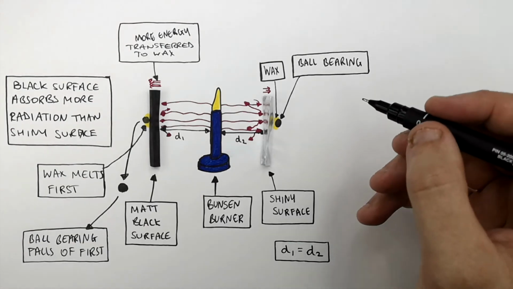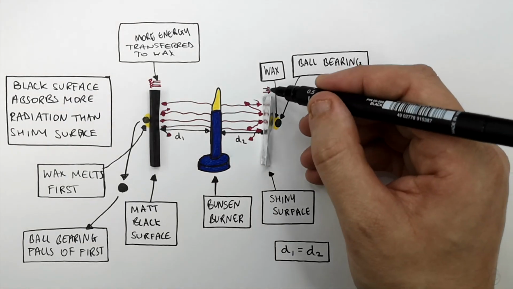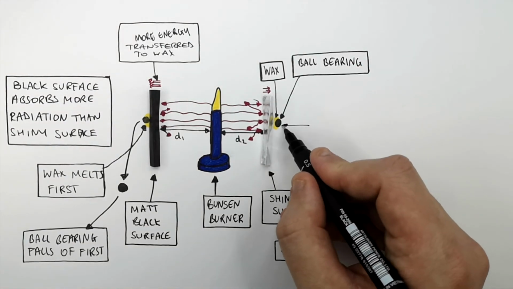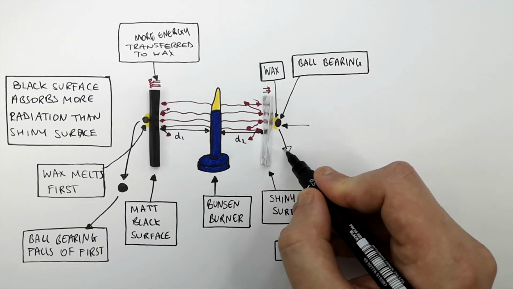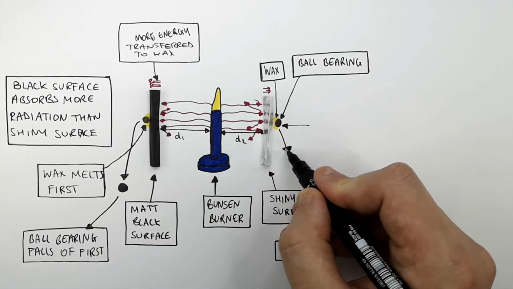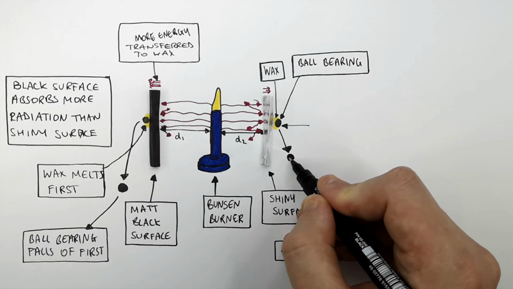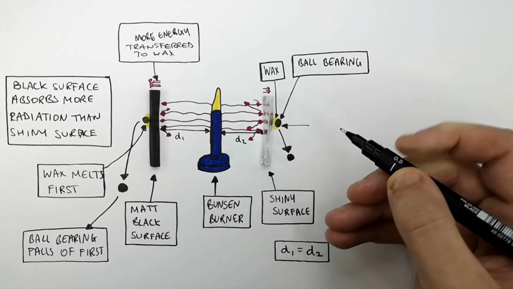The shiny silver surface absorbs less radiation than the black surface in the same amount of time. This can be seen because the wax takes more time to melt. Therefore, the ball bearing falls off after the other ball bearing.